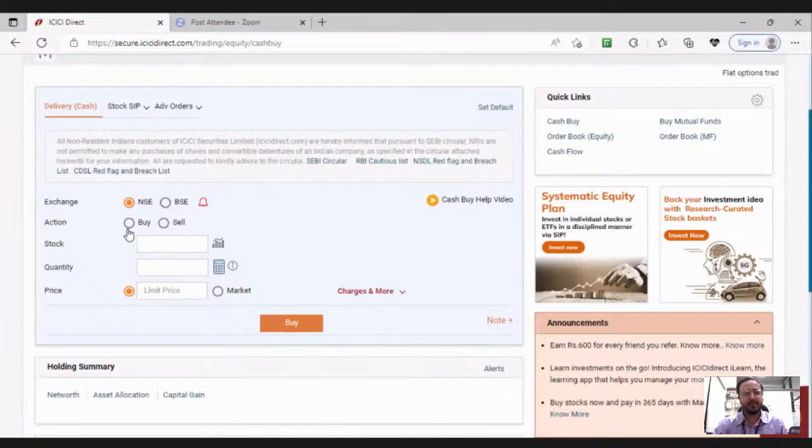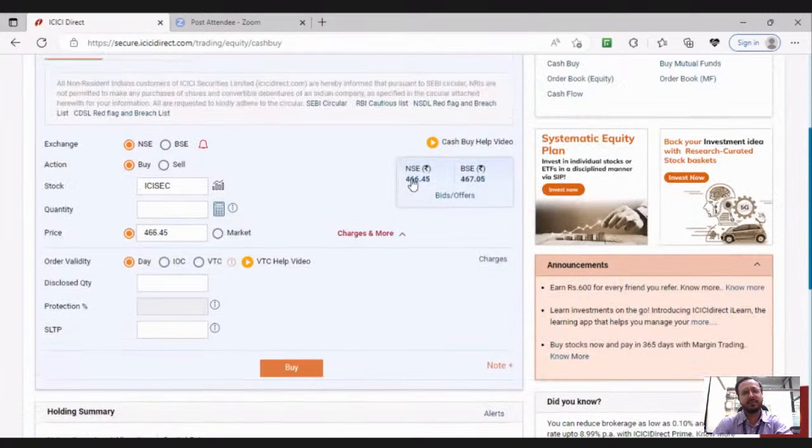Now let's say I want to buy ICICI Securities stock at a price, I feel, at a lower price, right?